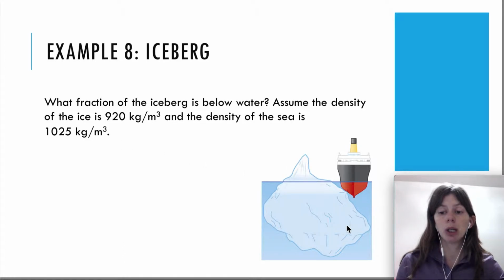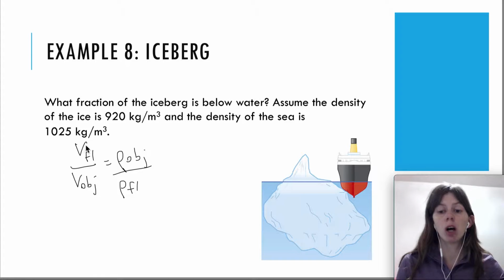So the iceberg is one floating object. Let's use our shortcut equation that we just derived. The volume of the fluid displaced divided by the volume of the object is equal to the density of the object divided by the density of the fluid. We just talked about that if only part of the object is underwater, then V fluid is equal to the part of the object that's underwater. And I'll just write that as V sub. And that's going to be the part of the object that is submerged. So it's not the whole object, just a part of the object that is submerged.